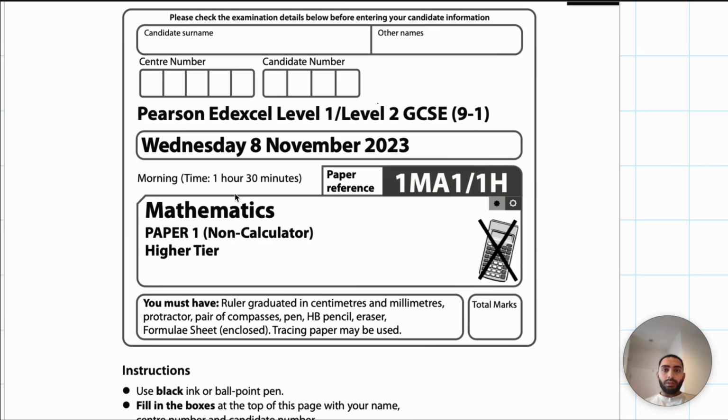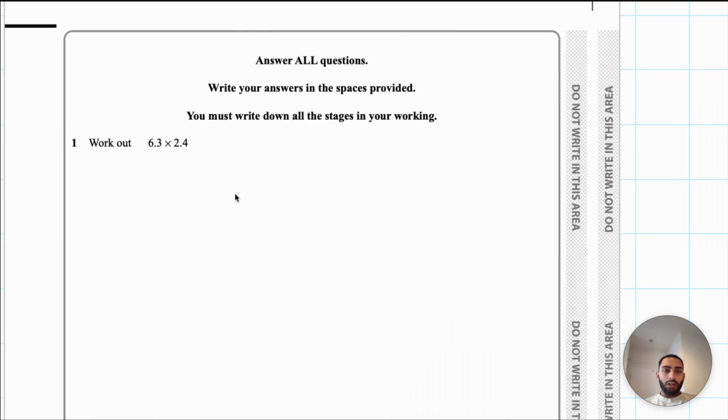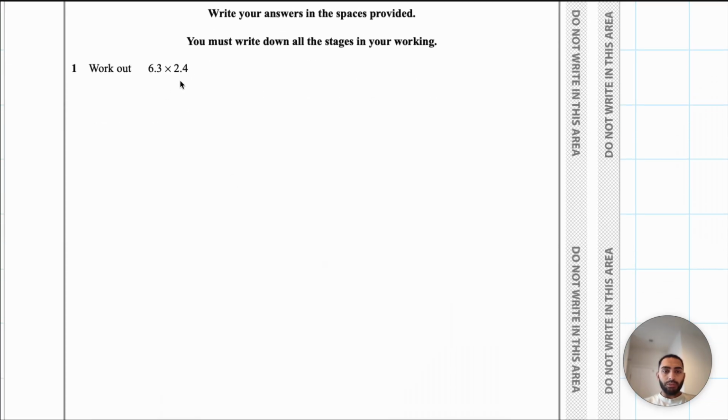It's the Edexcel GCSE Maths Higher Tier Non-Calculator Paper 1 from November 2023. Let's get straight into it. Question 1. Work out 6.3 times 2.4.